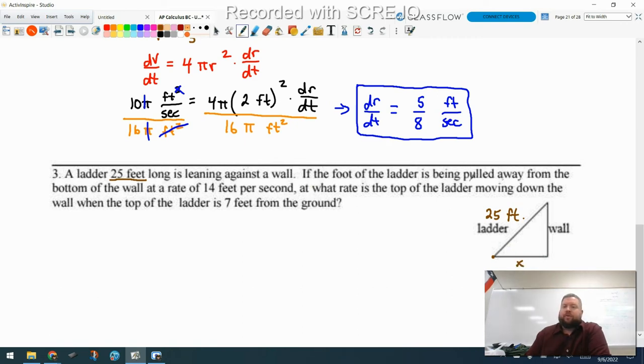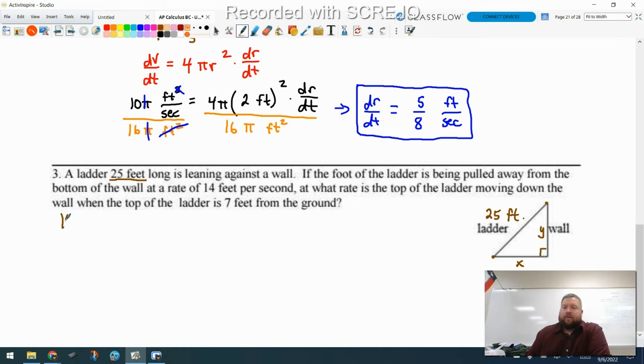All right, it's pulled away from the bottom of the wall at 14 feet per second. At what rate is the top of the ladder, that's here, moving down the wall? So this is going to be a variable as well because it's going to be changing as this changes. So I'm going to label this with a variable, and we'll go with y because it's vertical. Okay, the wall and floor make a right angle.